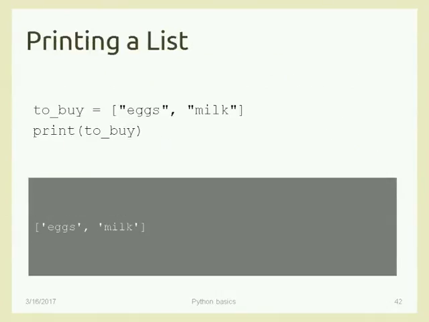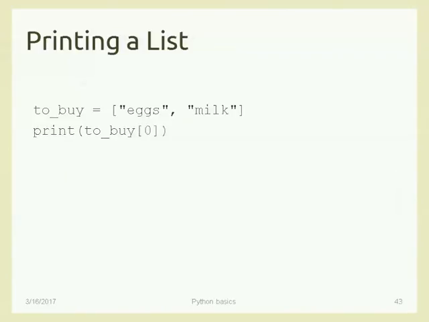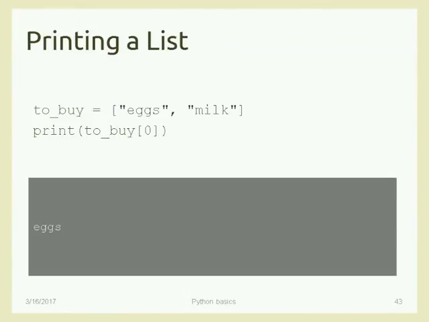We can also print an entire list, as a raw representation. In this way, we have a list, to_buy, that is composed of eggs and milk, for example. And then we can say print the entire list to_buy. It will give you this format, square brackets because it's a list, with strings separated by commas because this list contains strings. We can also print a single element of a list, and we can access these single elements by index, like we did for strings and characters. So in this case, to_buy of zero will print eggs, because eggs is the element at index zero.